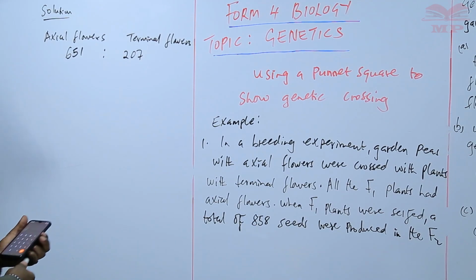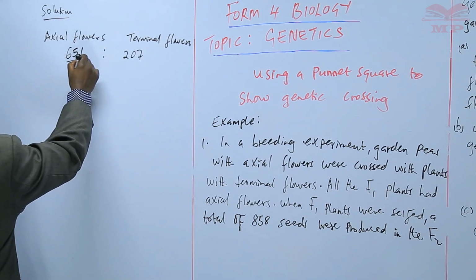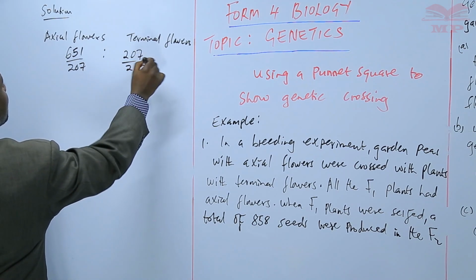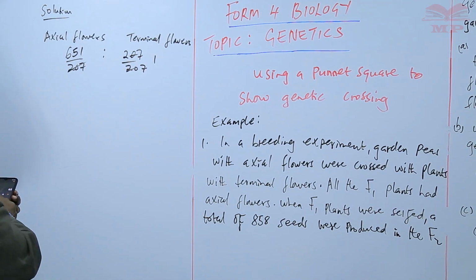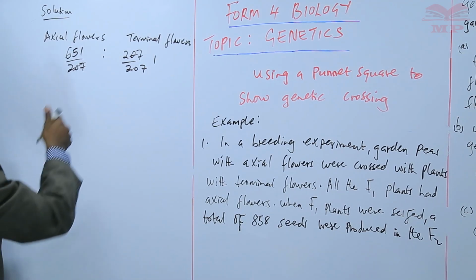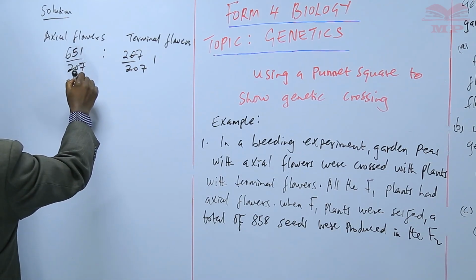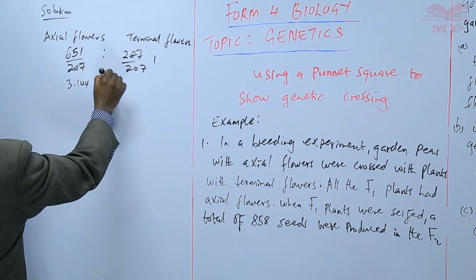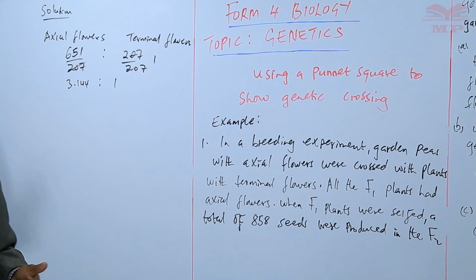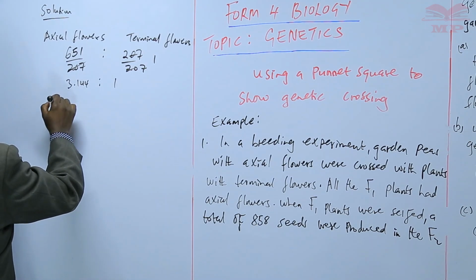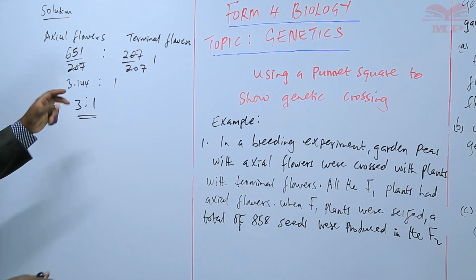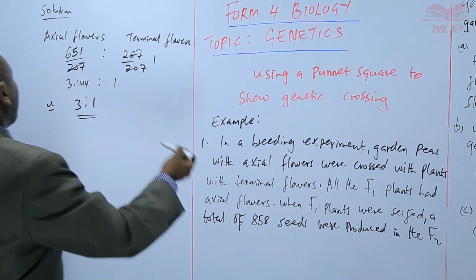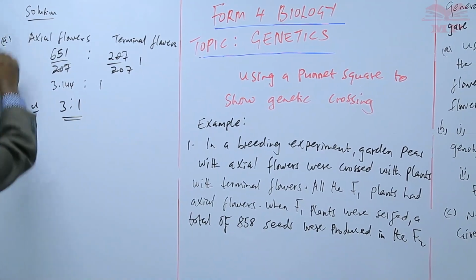So to simplify, we divide both sides by 207, so that here we get 1, and here 651 divided by 207, we'll get 3.144 is to 1. So this is approximately a ratio of 3 is to 1. So we should leave that ratio in its simplest form. We should not leave it as 651 and 207.